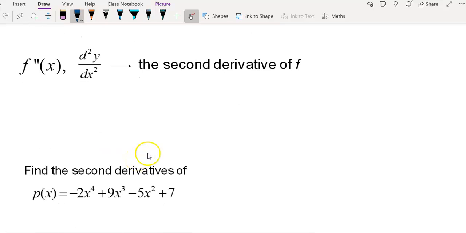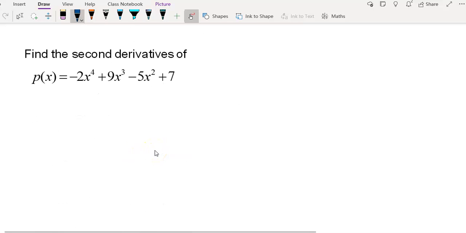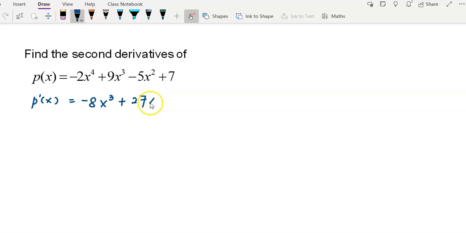So here I have some examples to show you what is meant by the second derivative. Find the second derivative of p(x). I'm given this function the name p(x). When we want to find the first derivative, I'm going to use the symbol p prime x. To differentiate p(x) with respect to x, we apply the power rule: I take the 4 multiplied by negative 2, and then the power of 4 minus 1, you will get negative 8x to the power of 3, plus 27x squared.